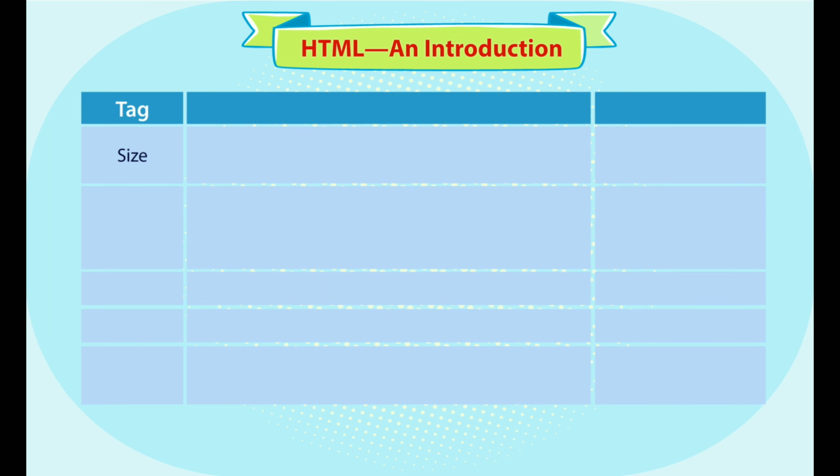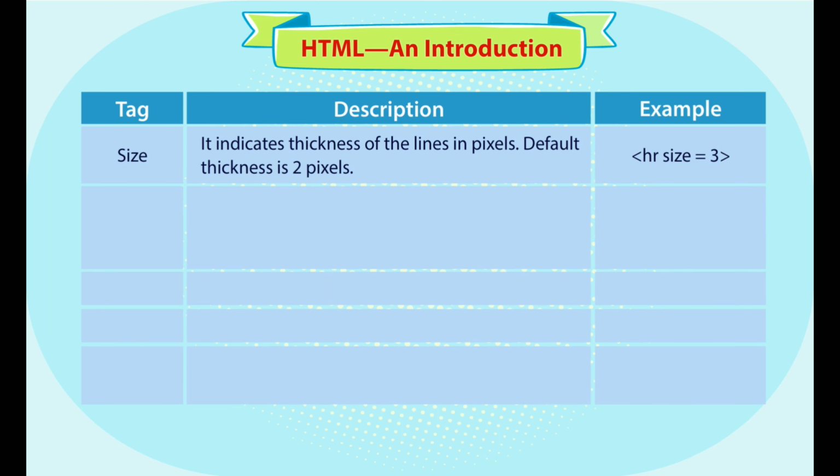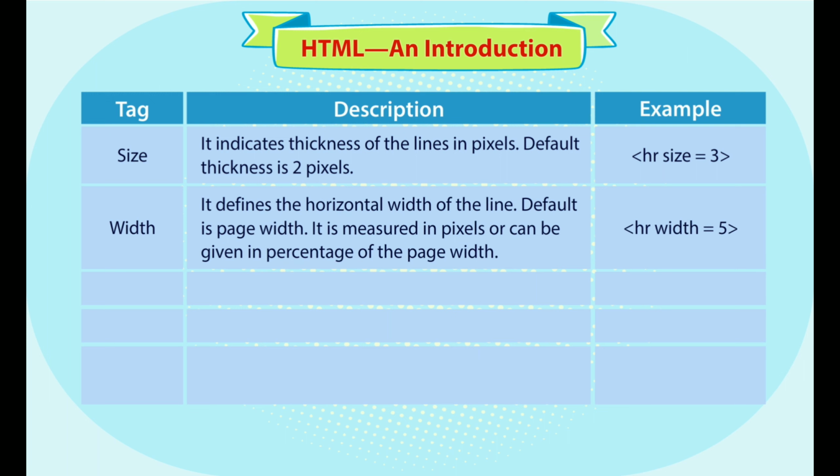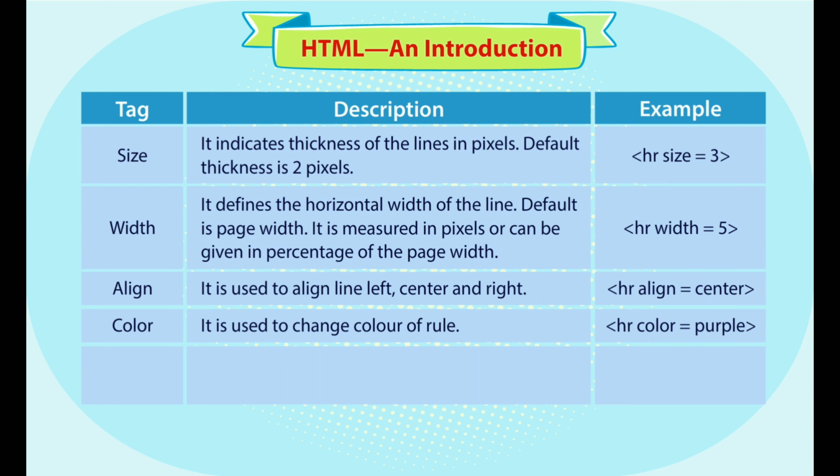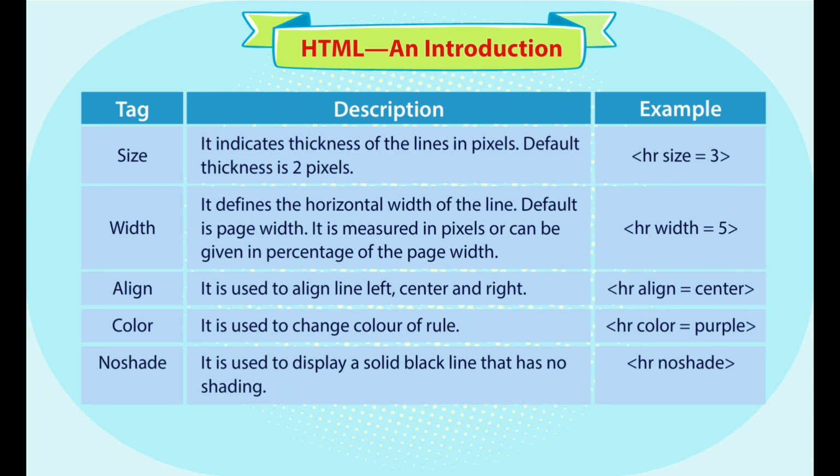Size. It indicates the thickness of the line in pixels. Default thickness is 2 pixels. Width. It defines the horizontal width of the line. Default is page width. It is measured in pixels or can be given in percentage of the page width. Align. It is used to align the line left, center and right. Color. It is used to change the color of the rule. No shade. It is used to display a solid black line that has no shading.